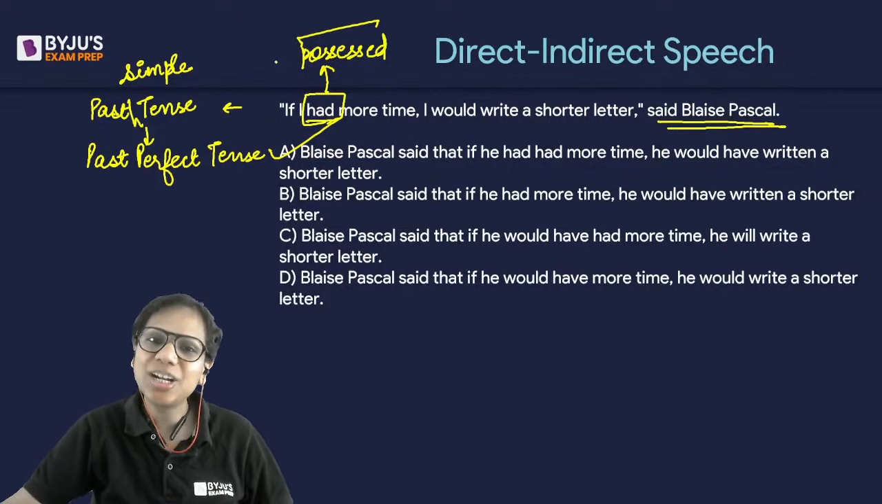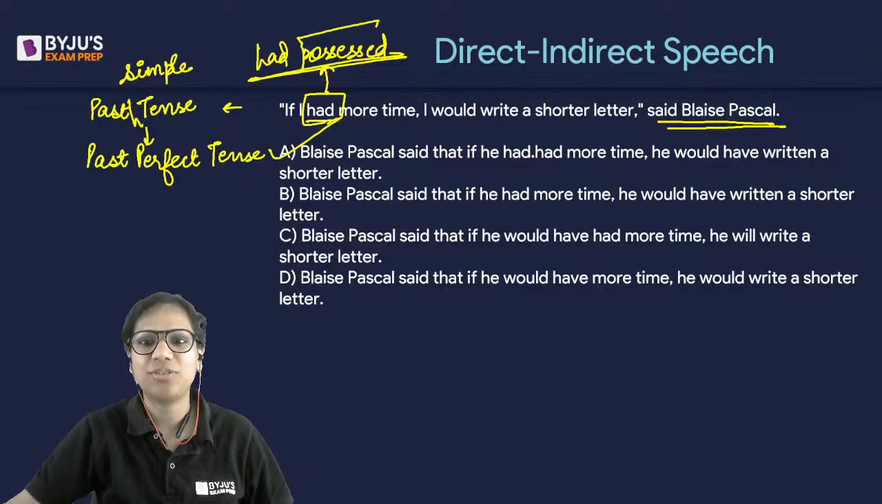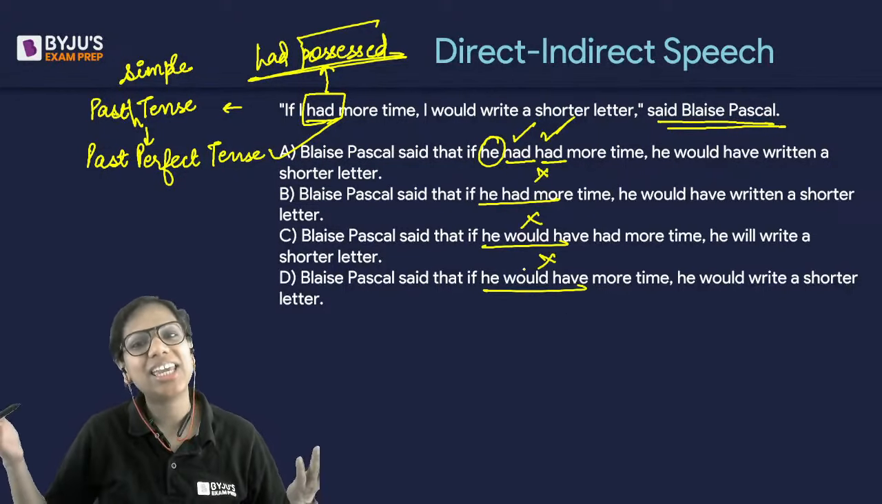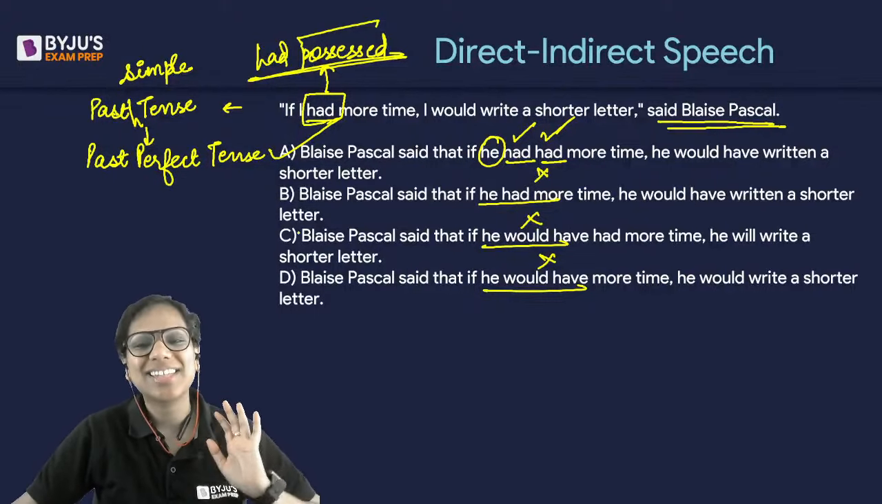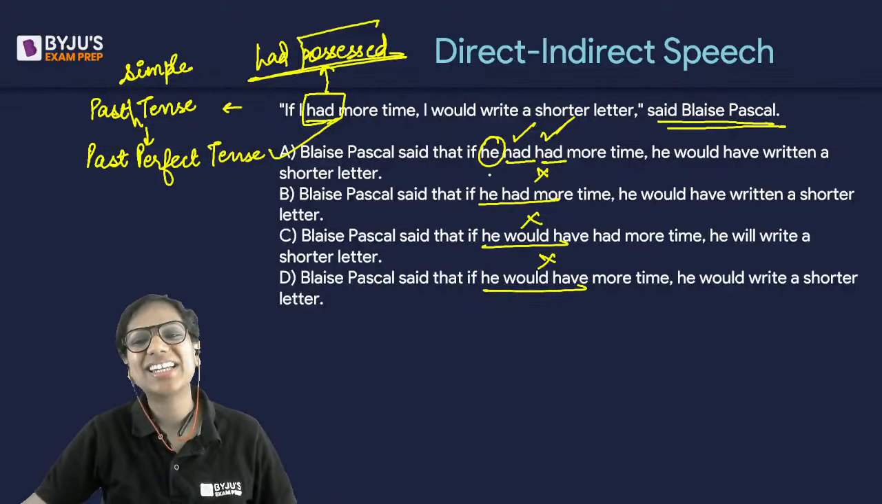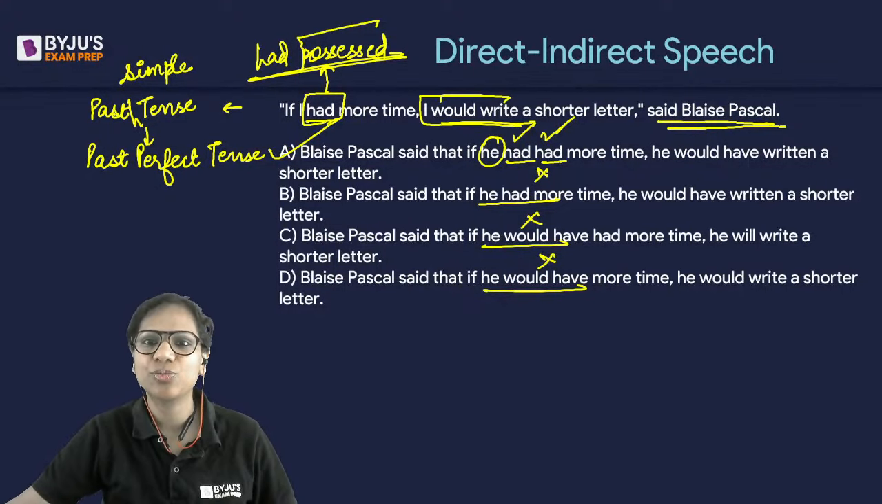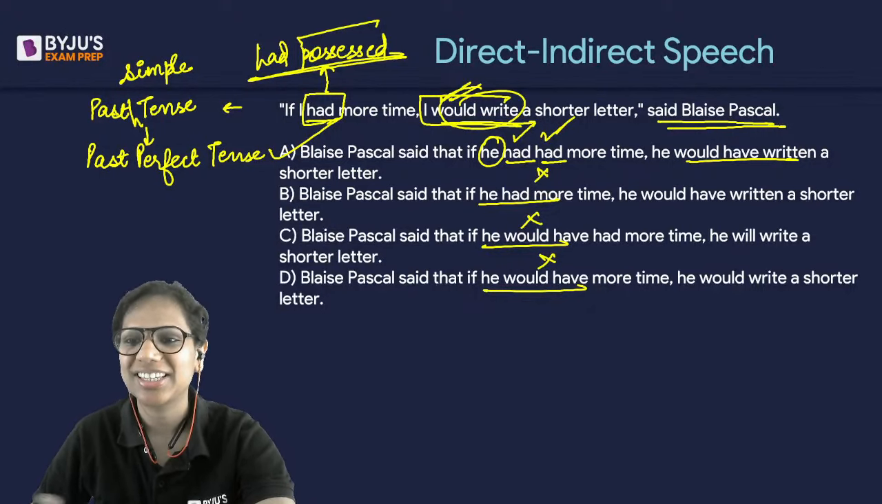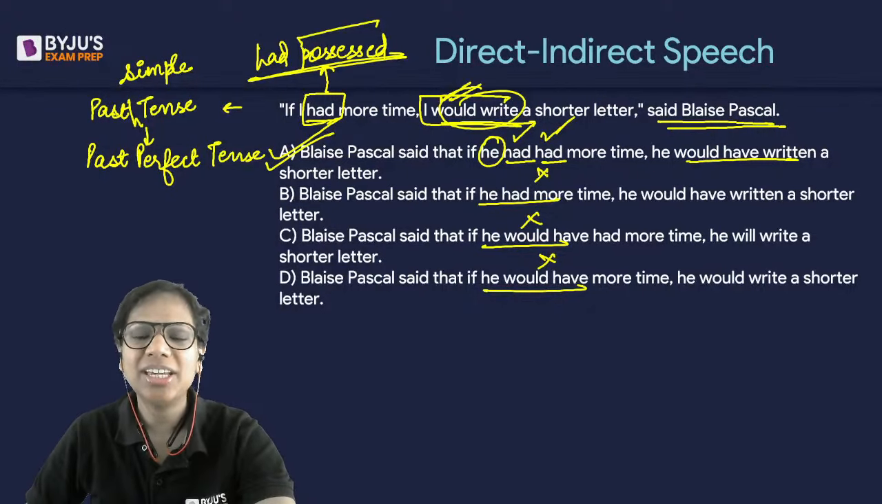Now, if I had possessed more time, past will change to past perfect, no? So, if I had had, and of course, I will change to he. So, if he had had more time, no other sentence has this. I mean, no other sentence can be the answer here. Blaise Pascal said that if he had possessed more time, he would write, simple past, would have written. It changes to would have written, past perfect.